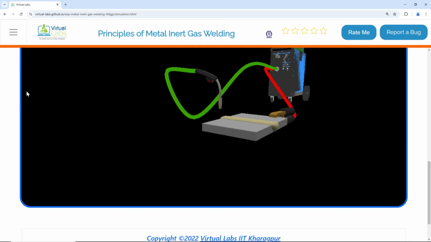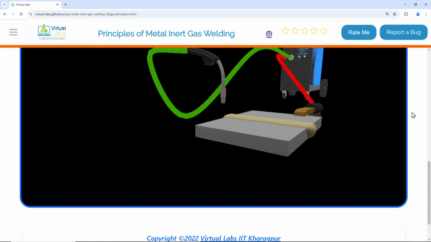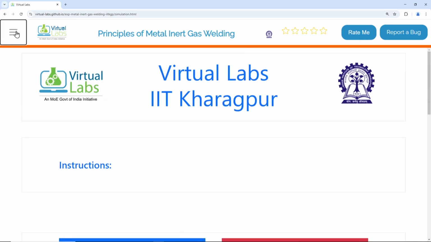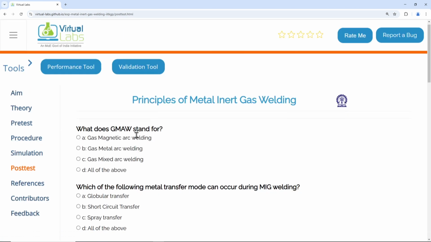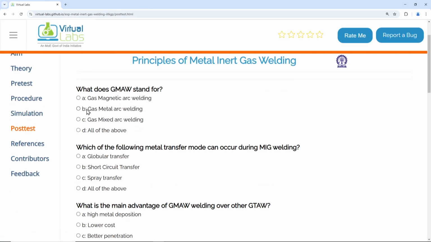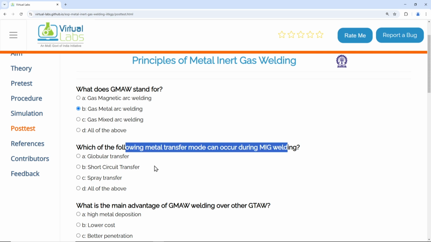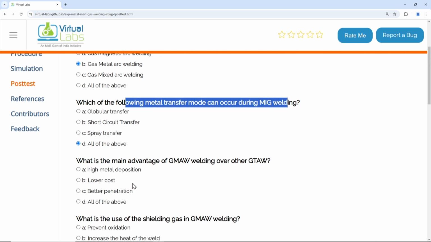Next is the post test questions. The post test questions, what does GMAW stand for? It is gas metal arc welding. Which of the following metal transfer modes can occur during MIG welding? Globular, short circuit, spray, all of these could occur. What is the main advantage of GMAW welding over the other GTAW systems? The advantage is high metal deposition, lower cost, better penetration, all of these are advantages.